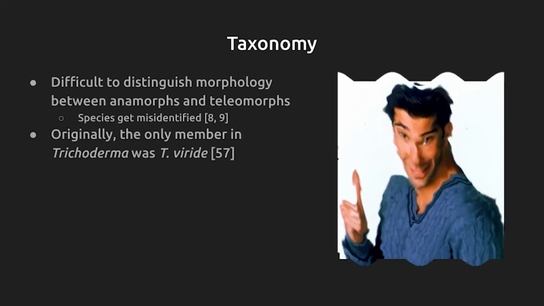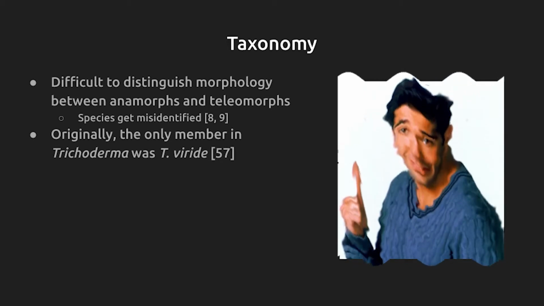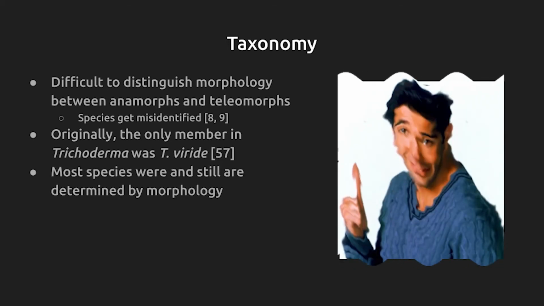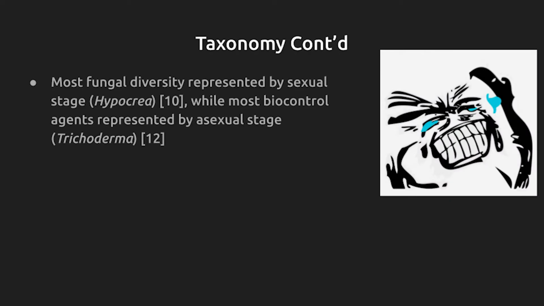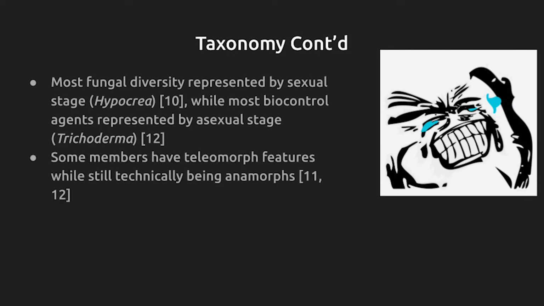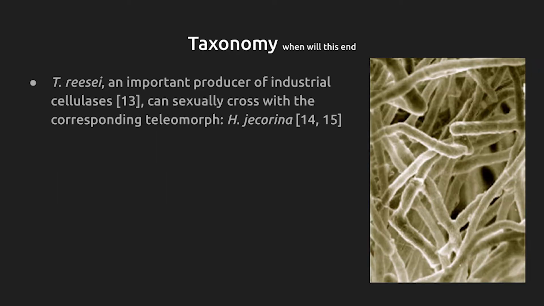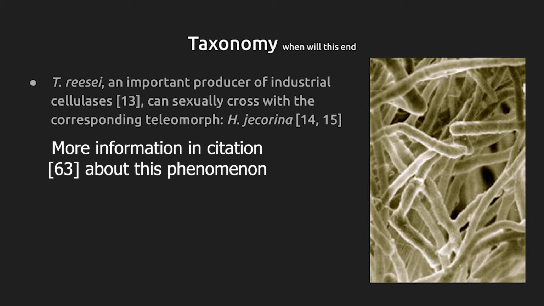For decades, Trichoderma strains were identified as only one species, Trichoderma viride. Even after this was rectified, most Trichoderma species were and are still identified mainly by morphology. There have been recent developments to make Trichoderma identification more closely based on genetics, but the results are patchy. It only gets worse. Most of the fungal diversity is represented by Hypocrea, or the sexual stage, while most of the biocontrol agents are represented by the asexual form, or Trichoderma. Some anamorphs actually have some morphological teleomorph features, while still being an anamorph technically. Trichoderma reesei, which is important for producing industrial enzymes, can actually cross with its corresponding teleomorph, H. jecorina.